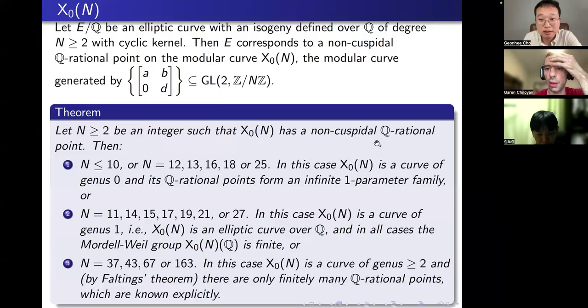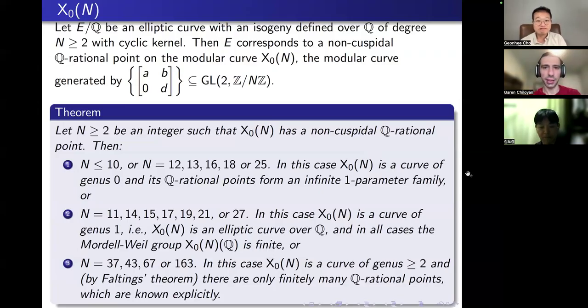But in that case, all the rational points, if there are any, are cusps. And for an arithmetic geometer like myself, I avoid cusps. I only work with non-cuspidal rational points. I avoid cusps. Those are points I'm scared of, and I don't work with them.